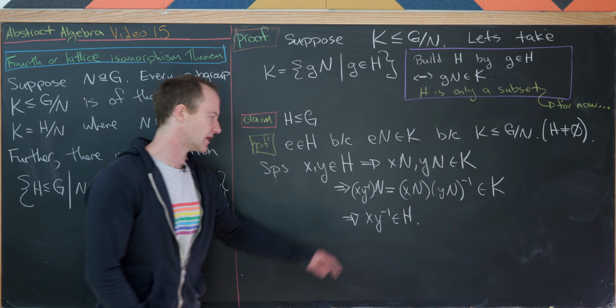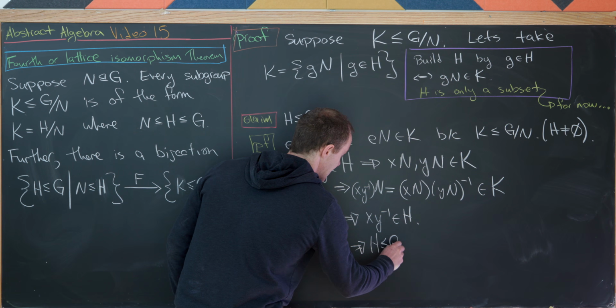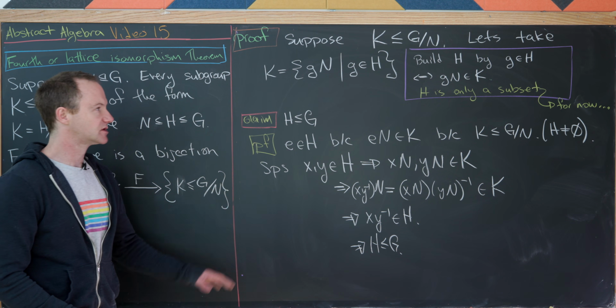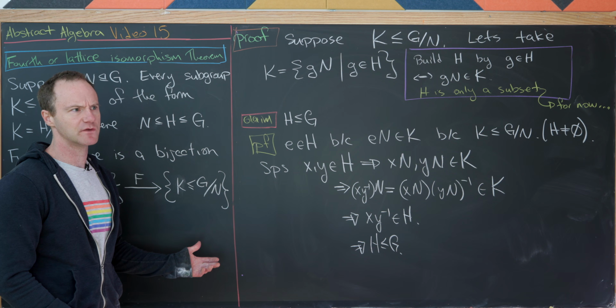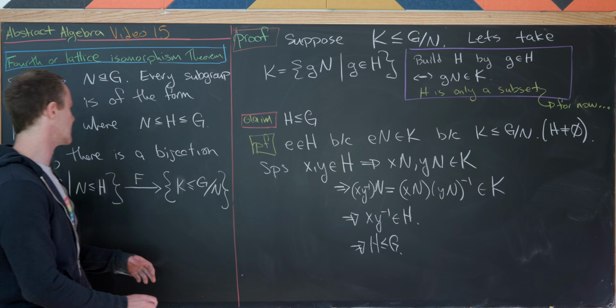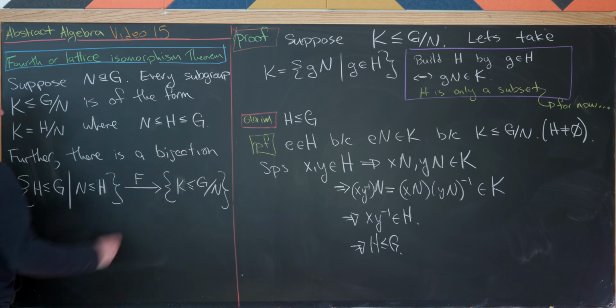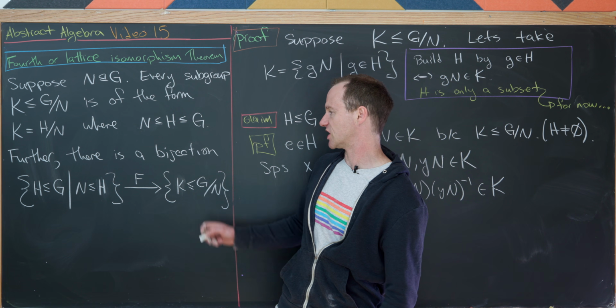But starting here and ending here means that H is indeed a subgroup of G. So we've shown that H is a subgroup of G, and in fact, we've shown that all subgroups of G mod n are of the form H mod n, where H lives between n and G. And now let's just build our bijection here.